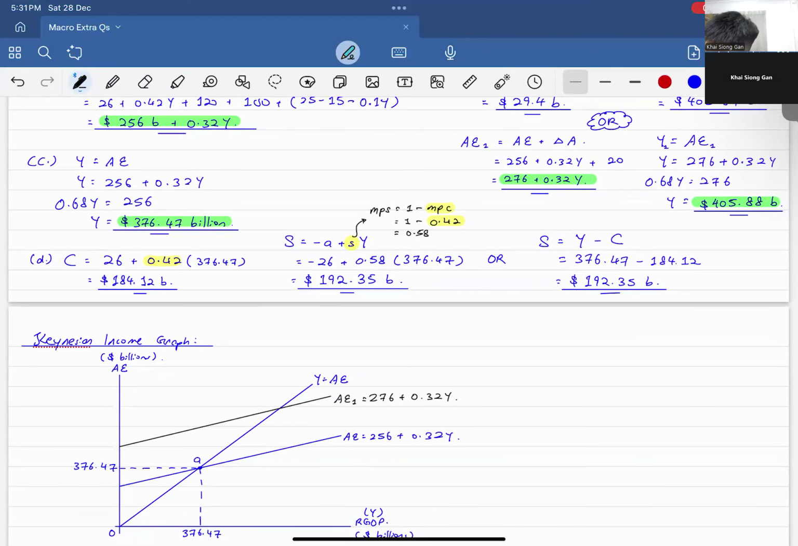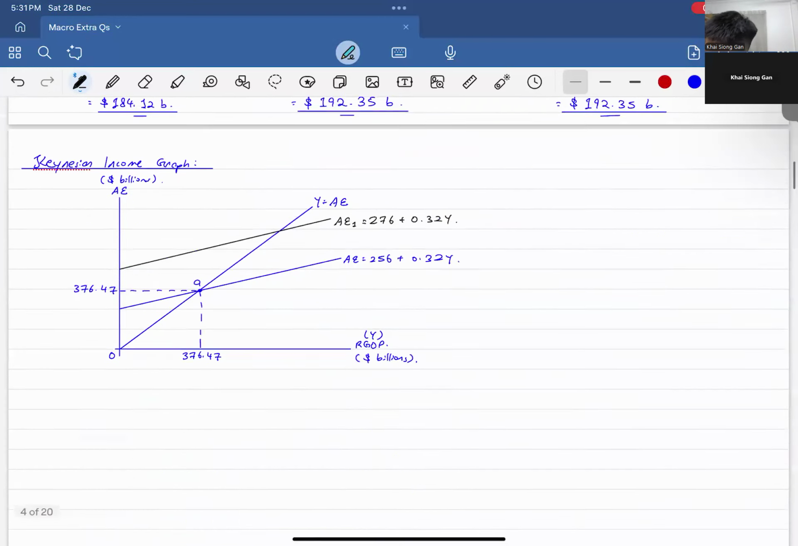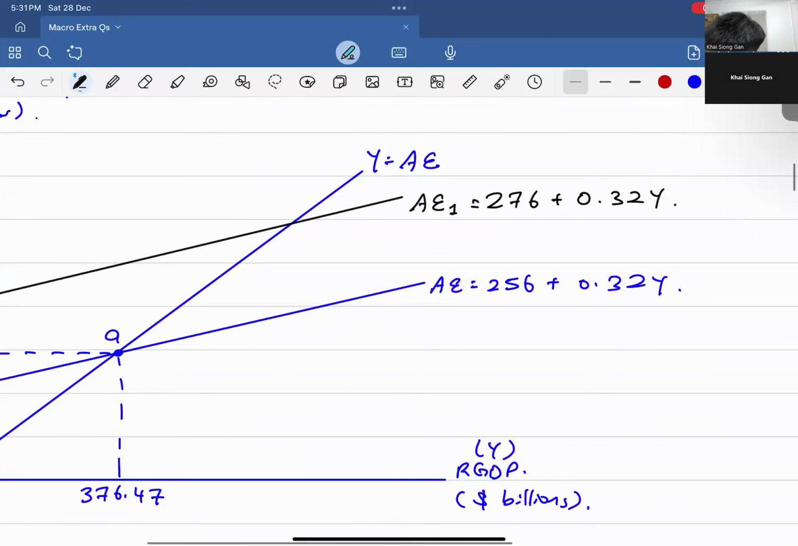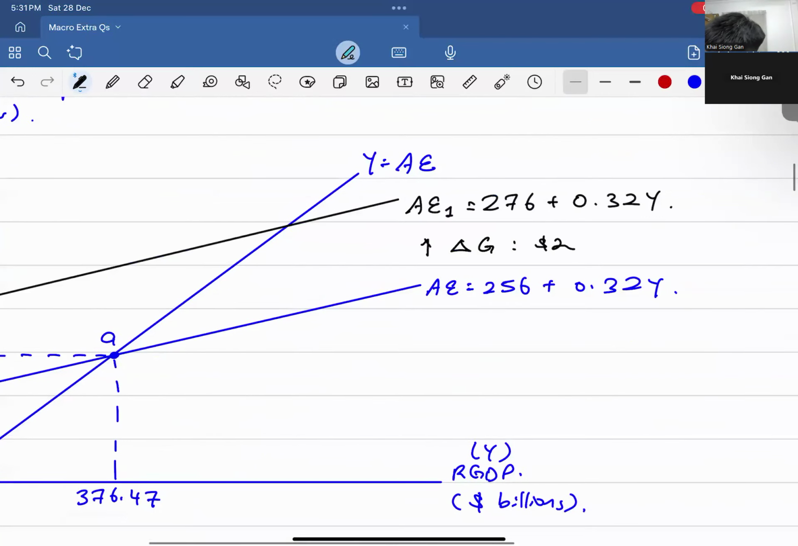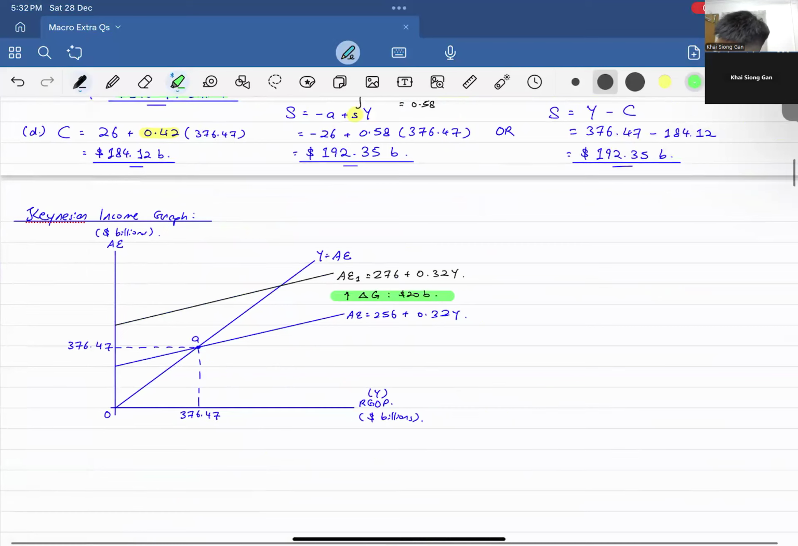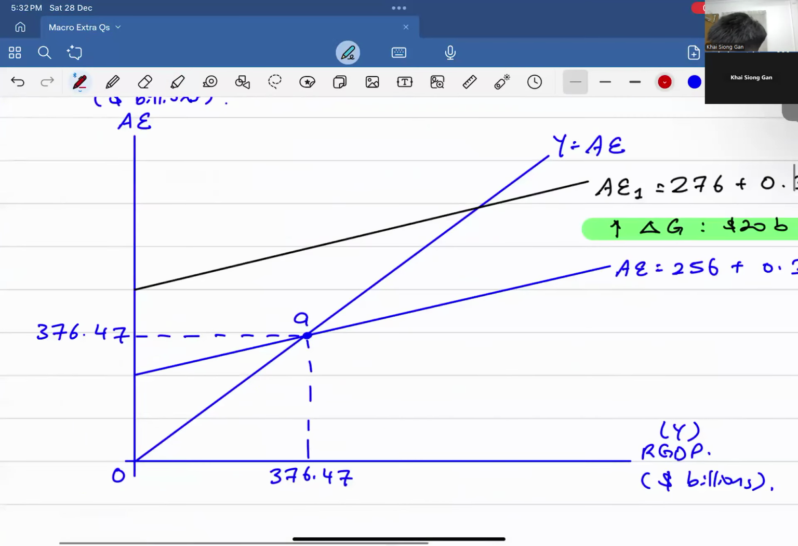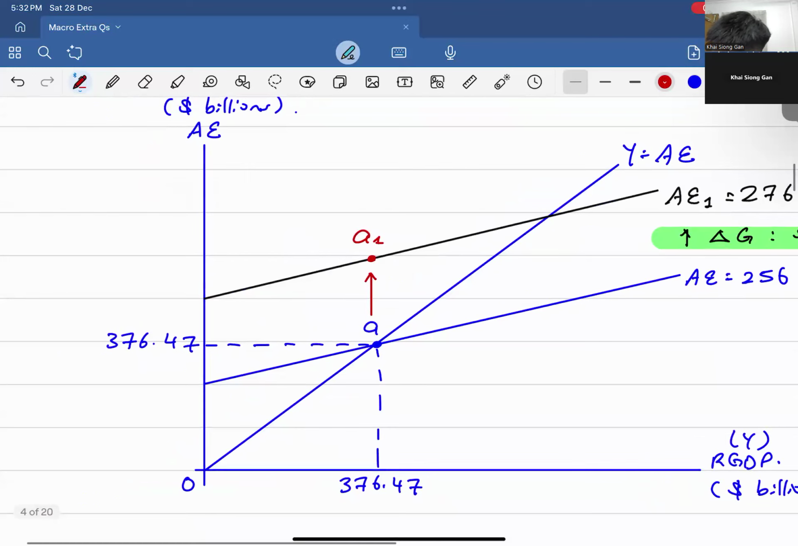Okay, so here what you can see is that there is an increase of government spending by 20 billion. So that's the impact, as shown in that question. Now the point shifts upwards from point A to point A1 over here. So what happened is your output remains the same.